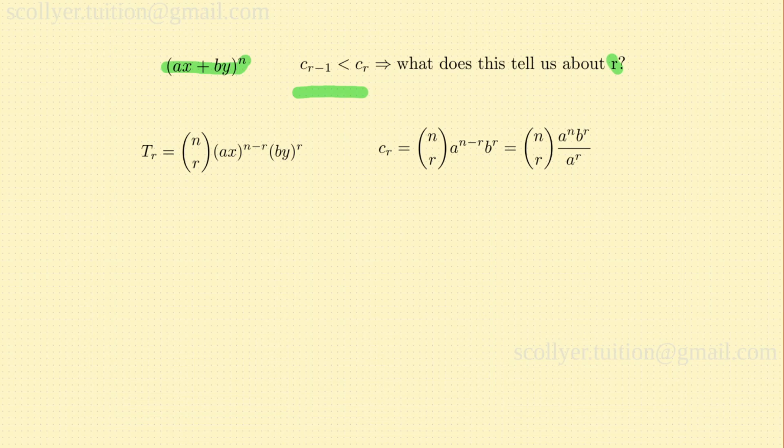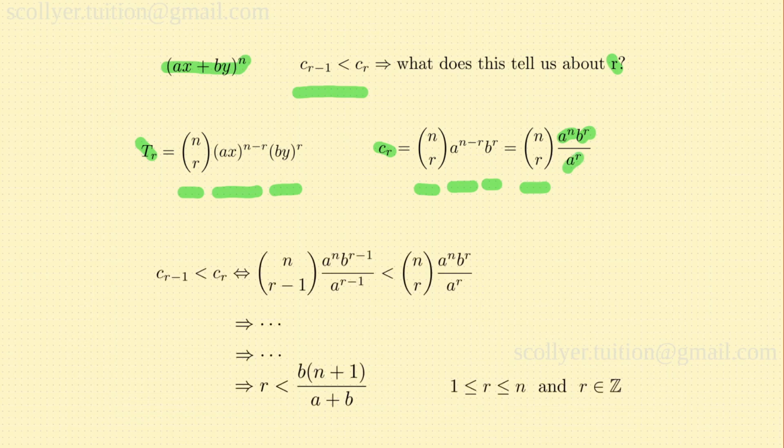Now, we will use the general term for this expansion, t_r, which is n choose r times (ax)^(n-r) times (by)^r. And the general coefficient, c_r, is n choose r times a^(n-r) times b^r, which we can write as n choose r times a^n times b^r over a^r. Now, using the general form of the expression for c_r, the inequality c_(r-1) less than c_r is equivalent to n choose r-1 times a^n times b^(r-1) over a^(r-1) is less than n choose r times a^n times b^r over a^r.